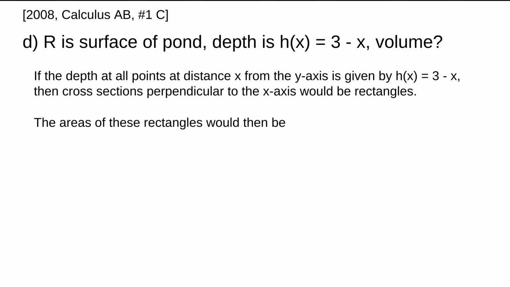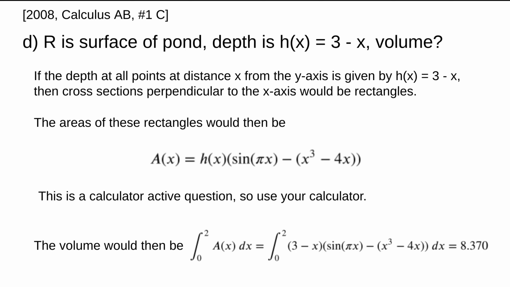So the area of these rectangles is something we should be able to find. The area of one of those rectangles would be the height or the depth of that water, h of x, times the length between the two curves, which is sine of pi x minus x cubed minus 4x. So the volume of the pond would just be the definite integral of this area function from 0 to 2.